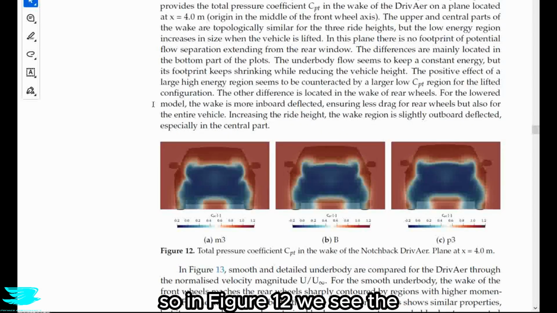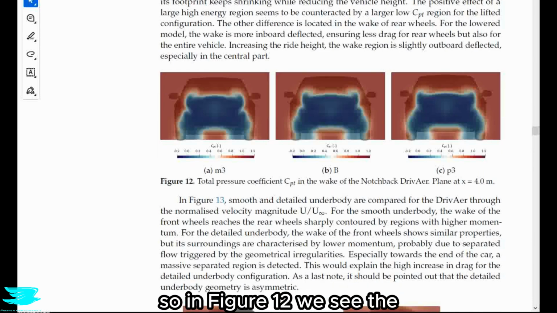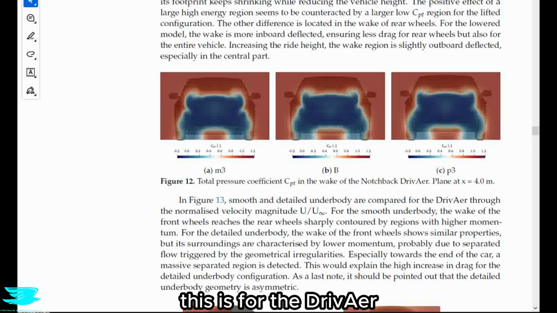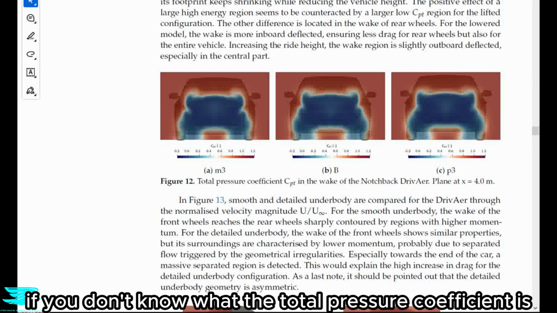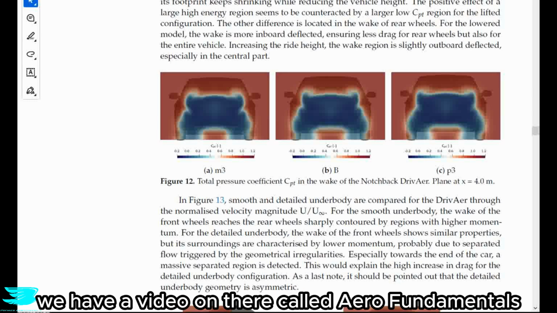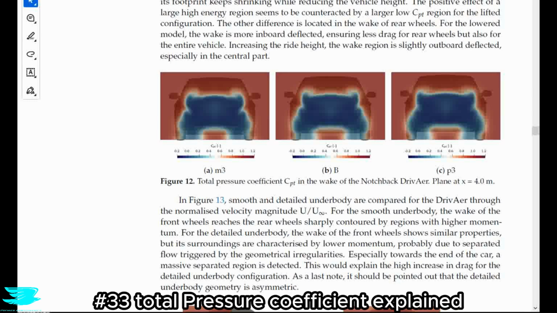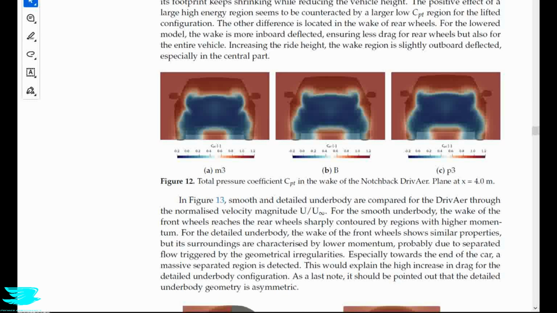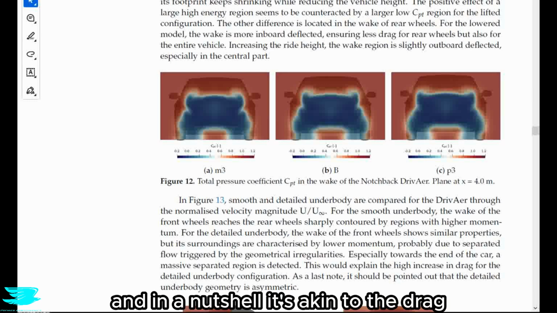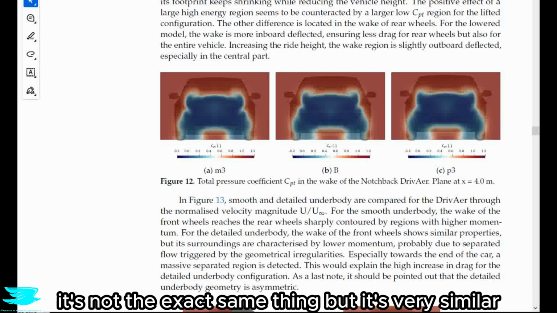In figure 12, we see the frontal pressure, so the total pressure coefficient plots for these 3 different ride heights behind the car. This is for the Driv Air. If you don't know what the total pressure coefficient is, then check out our YouTube channel. We have a video called Aero Fundamentals number 33, Total Pressure Coefficient Explained, and in that, we go through the math behind what it is and what it really means. In a nutshell, it's akin to the drag. It's not the exact same thing, but it's very similar.